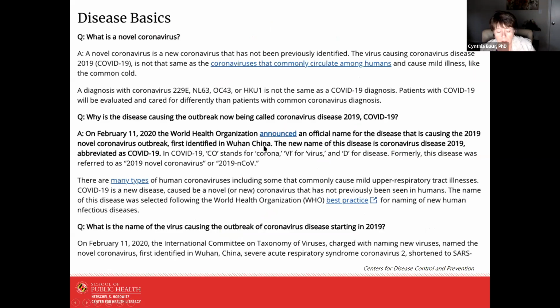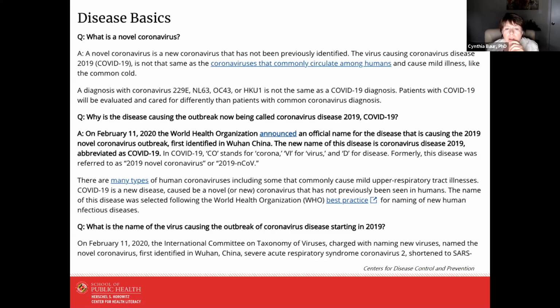So somebody said, who should we trust? This was a page that I took from the Centers for Disease Control and Prevention about mid-February when I did a presentation here in College Park. And this was what was available on the website at the time. Very typical to start with a definition. What is a novel coronavirus? Why is the disease causing the outbreak? What is the name of the virus, right?